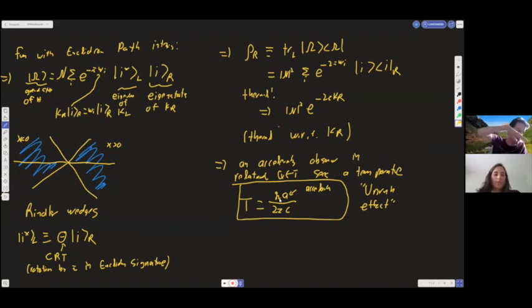Because if you think about it, the boost picks out a plane of points that are invariant under the boost. And so you have to cut along that plane.